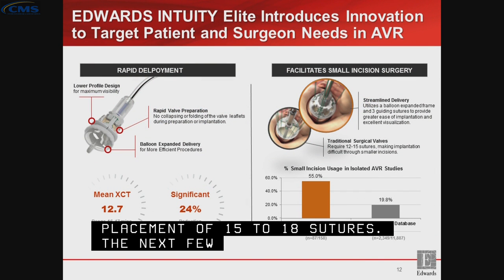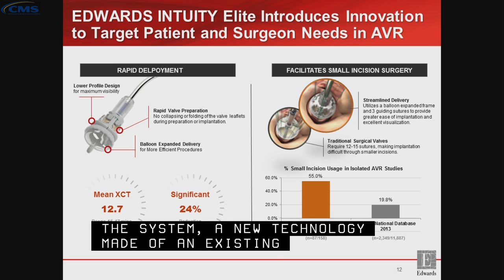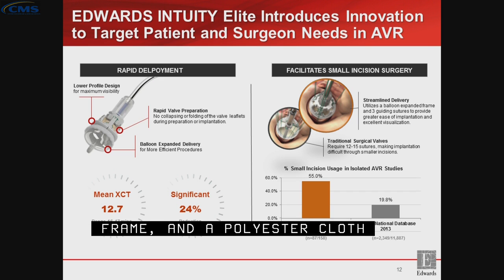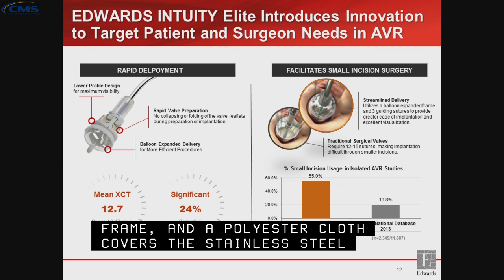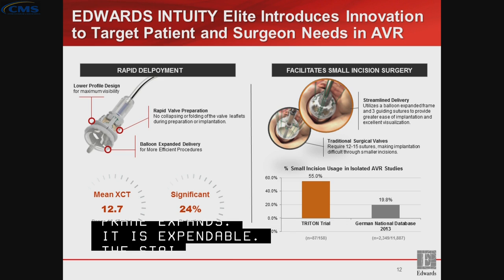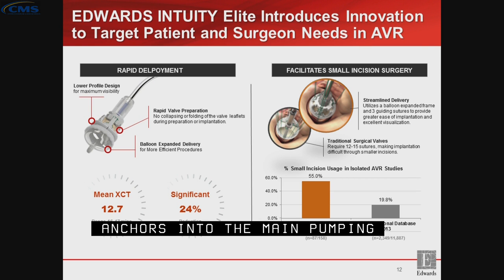This system is a new technology built on an existing platform, the Perimount magna bovine leaflet tissue, mounted on a frame, and a polyester cloth covers a stainless steel frame which is below the surface of the valve. The stainless steel frame expands when we distend a balloon. It's a balloon expandable valve. The stainless steel frame anchors itself into the main pumping chamber at the outflow of blood coming out of the main pumping chamber, under the aortic valve.